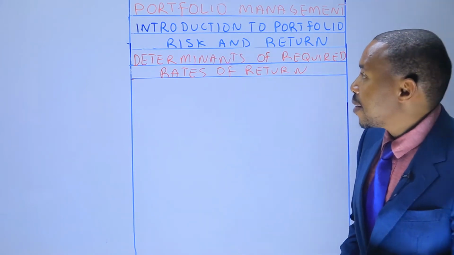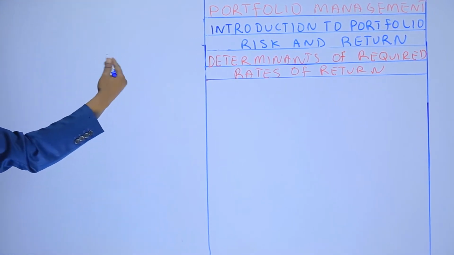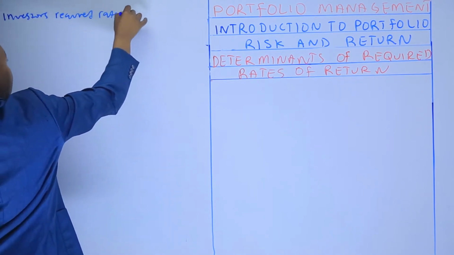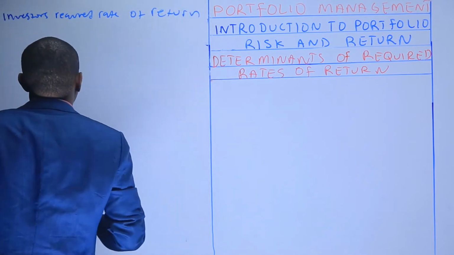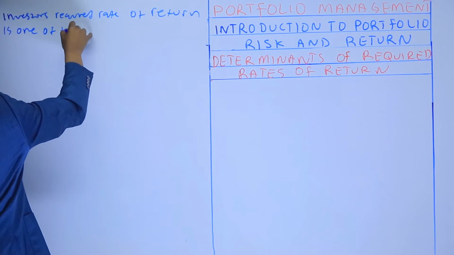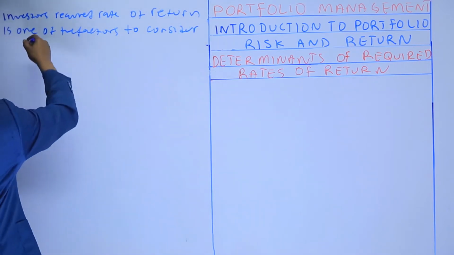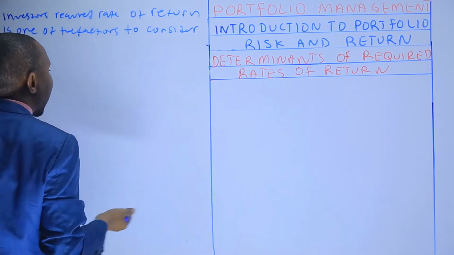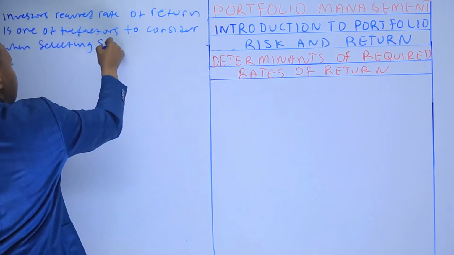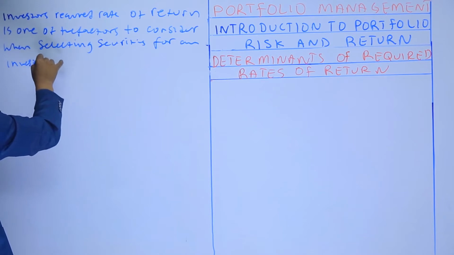So we move over on this other side and start off our class. We mentioned that investors' required rate of return is one of the factors to consider when selecting securities for an investment portfolio.